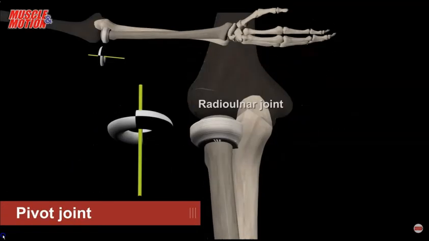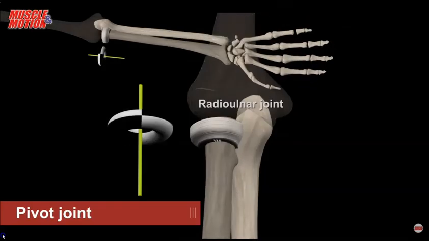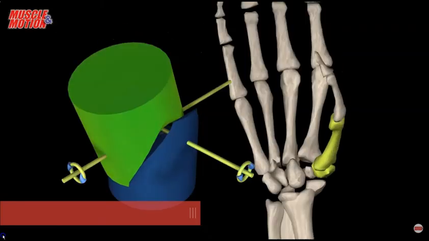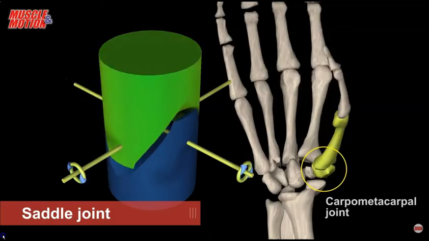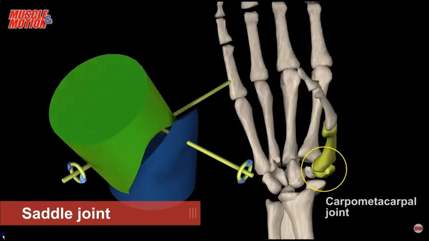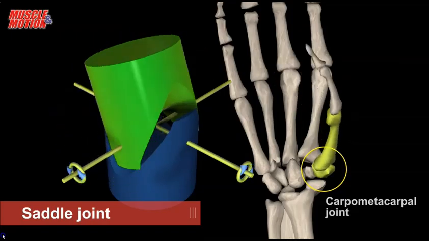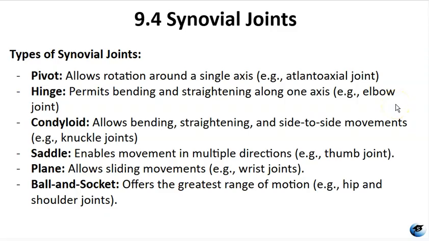Pivot. Allows for rotation only. It is formed by a central bony pivot. For example, proximal and distal radio-ulnar joints. Saddle. Named due to its resemblance to a saddle on a horse's back. It is characterized by opposing articular surfaces with a reciprocal concave-convex shape. For example, carpometacarpal joints.